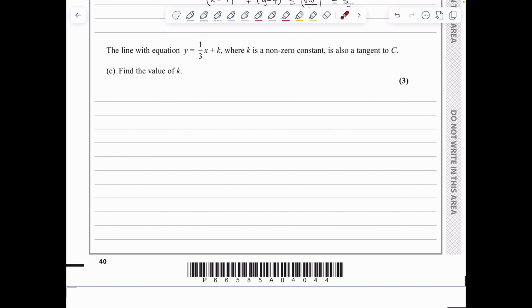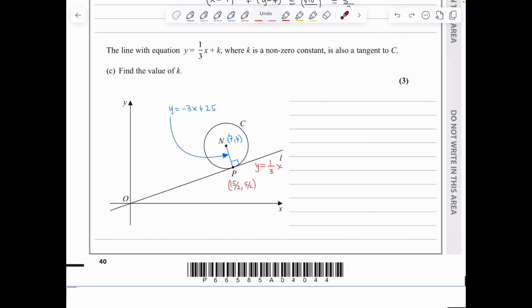Now the line with equation y is a third x plus k, where k is a non-zero constant, is also a tangent to C, and we need to find the value of k. So the diagram is like this. This is all the information we've got up to now.